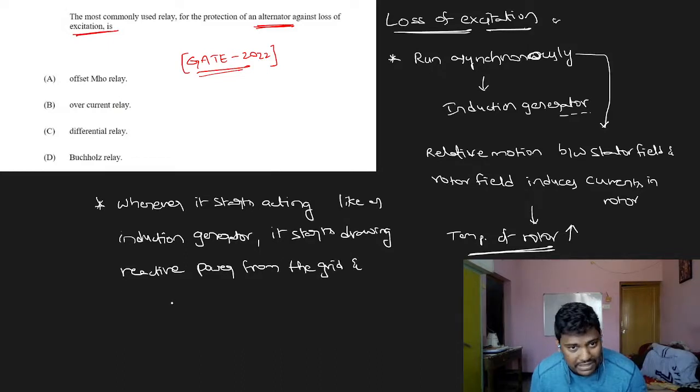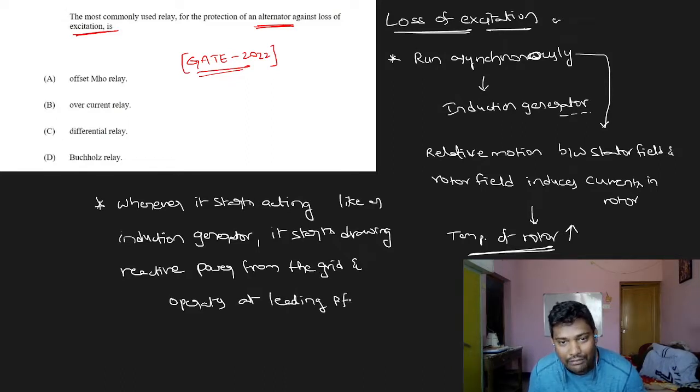And what happens? It operates at what power factor? It is drawing the reactive power, right? So simply it operates at leading power factor. Because of losing of excitation, all these things are happening. So generally among all the options given, offset mho relay.